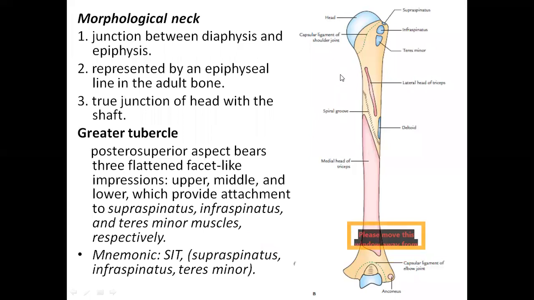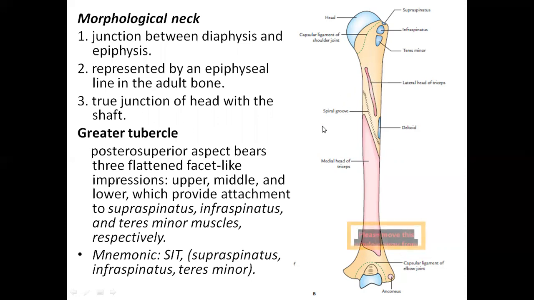Then the morphological neck: the junction between diaphysis and epiphysis is generally called the morphological neck. So what is diaphysis? The place where you will see the center of the bone is diaphysis, the ends of the bone are epiphysis, and the junction of diaphysis and epiphysis is metaphysis. So at the junction of diaphysis and epiphysis, we have the morphological neck.